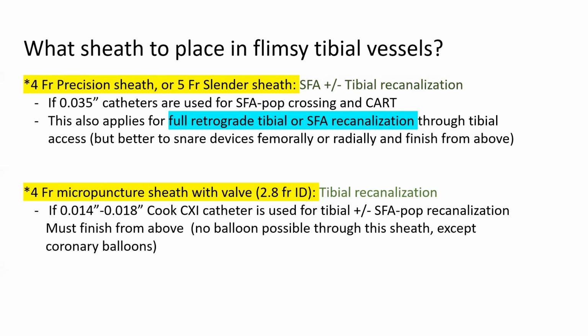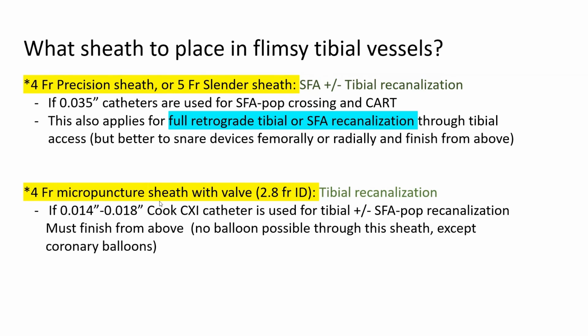Also, by the way, just know what sheath to use. If you're recanalizing a tibial vessel, use just a 4 French micropuncture sheath and try to finish from above. Don't try to finish it from below. For tibial recanalization, that 4 French micropuncture sheath, which is like a 2.8 French sheath, is all you need, unless you decide to finish from below. If you decide to finish from below, meaning do atherectomy from below, put a drug-eluting coronary stent and balloon from below, then you will often need that 4 French precision sheath or 5 French slender. But to protect the vessel, try to finish from above.